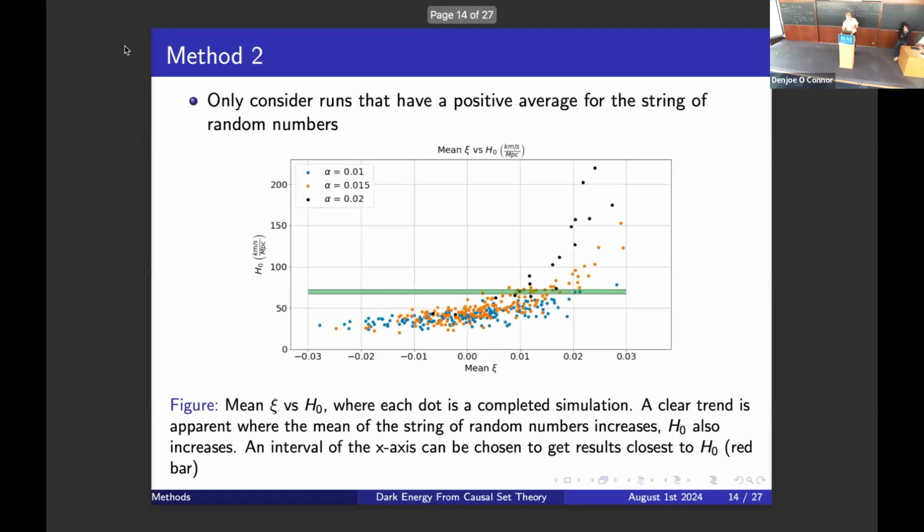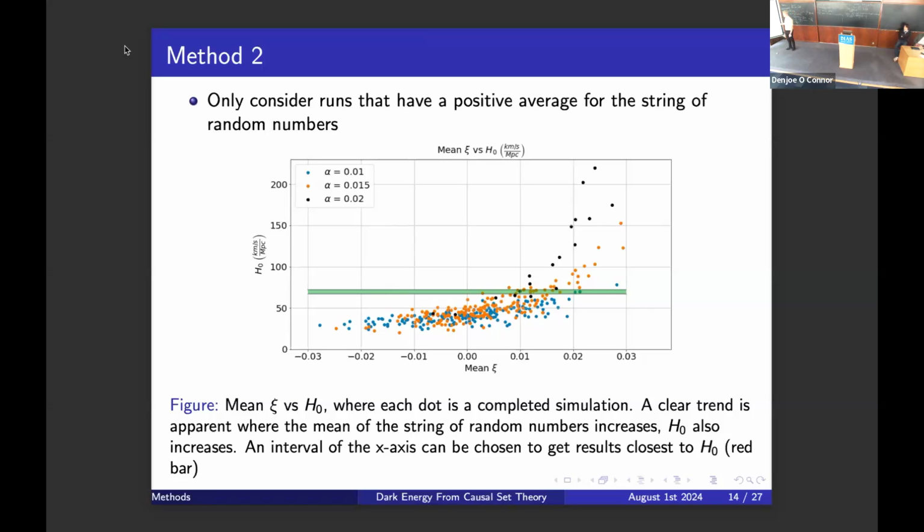And it turns out they do. And then for the second method, what you're doing is that these are just runs. These are all successful runs. Now what you're looking at is that you do your string of random numbers. There's 10,000 of them. And before you look at anything, you just calculate the mean of them, and then see what H value you get. And what you can observe is that as the mean of your kappas, your string of kappas, gets higher, there's a higher chance of you ending up between 67 and 72 for H naught.